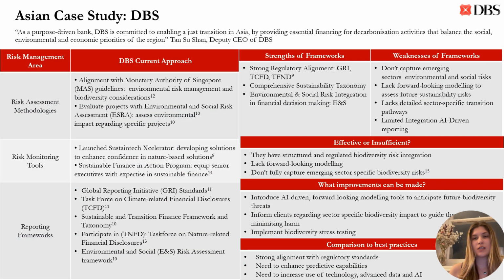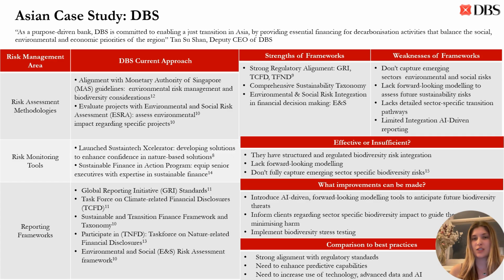DBS's approach to sustainability and biodiversity risk management is grounded in strong regulatory alignment, particularly with MAS guidelines. They assess project risks using tools like the Environmental and Social Risk Assessment and support innovation through initiatives like the SustainTech Accelerator. The reporting follows global standards and integrates environmental and social risk into financial decision-making. Strengths include comprehensive frameworks and strong regulatory alignment.